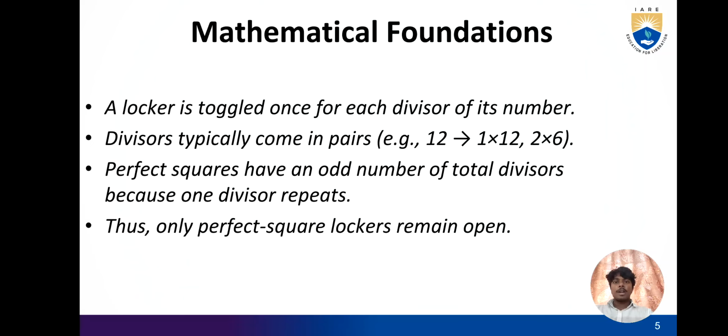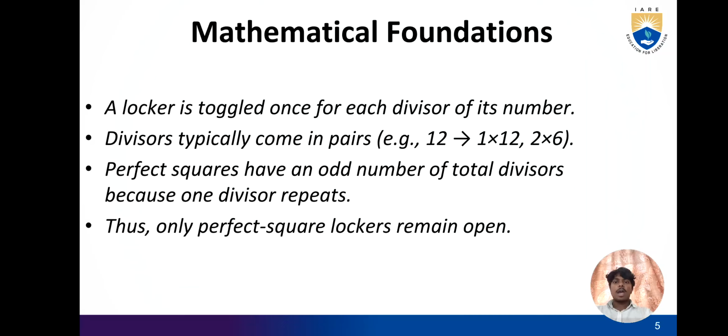A locker will end up open only if it is toggled an odd number of times. Like if a locker is toggled 5 times, which is odd, it ends up open. The role of factors.